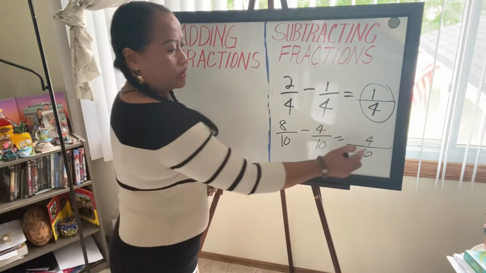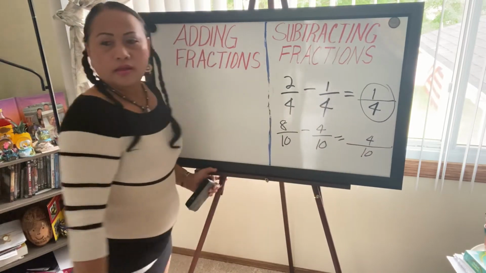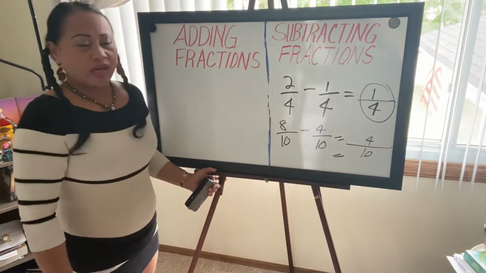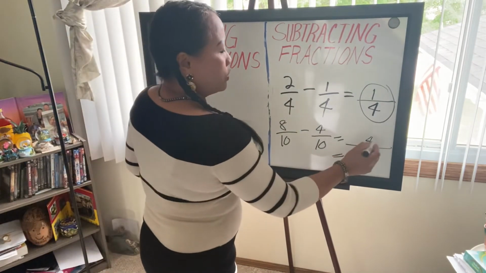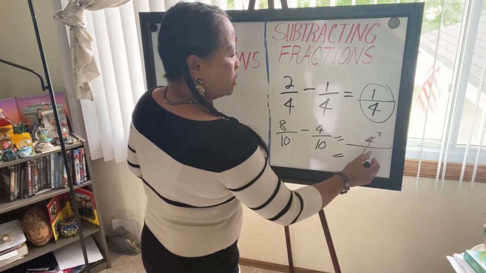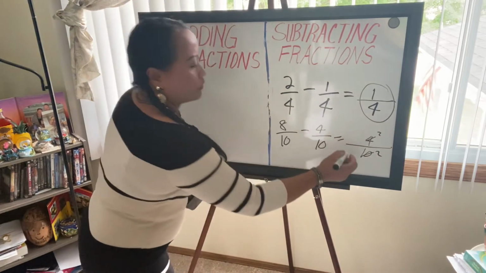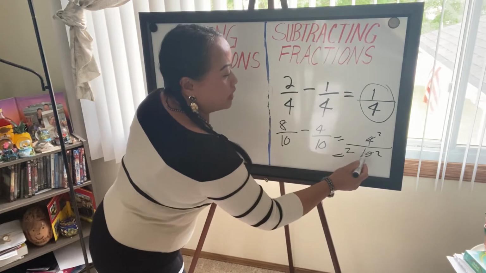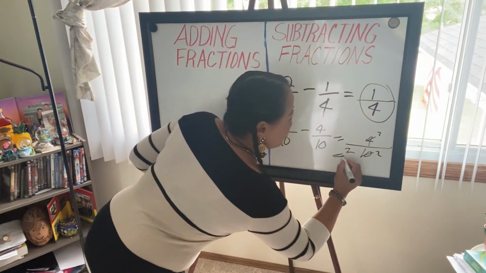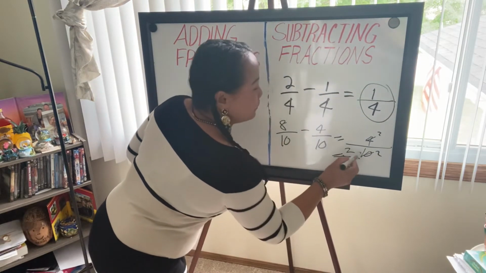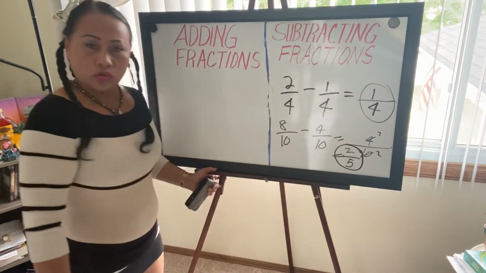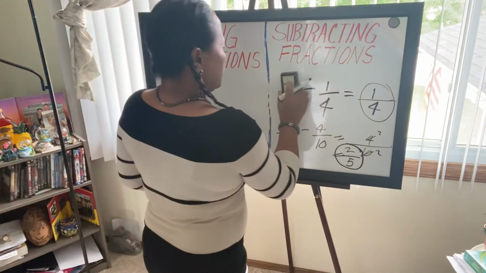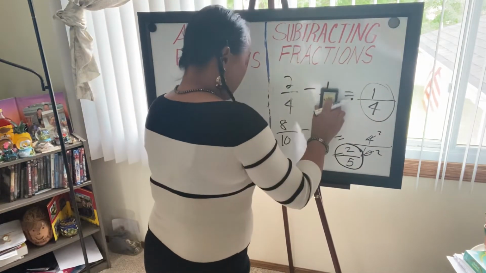Can we reduce this fraction, guys? Okay, we can reduce by 2. How many 2s in 4? There are 2. How many 2s in 10? 5. So the final answer is 2 over 5. Okay? I'll give you more examples.